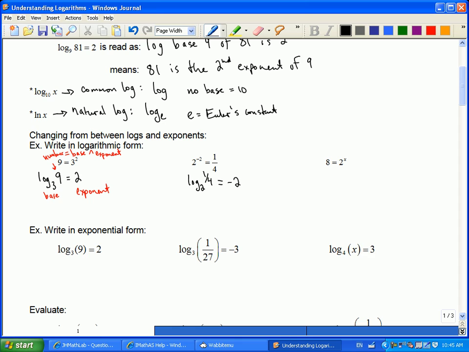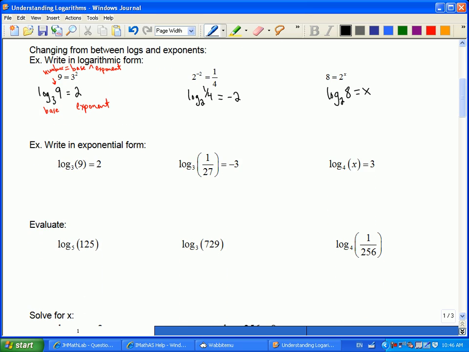All right, you try the next one. So you should have something like log base 2 of 8 equals x. Remember, the exponent is what it's equal to. The base is the same. And the number it came from, in this case 8, is going to be log base 2 of 8 equals x.